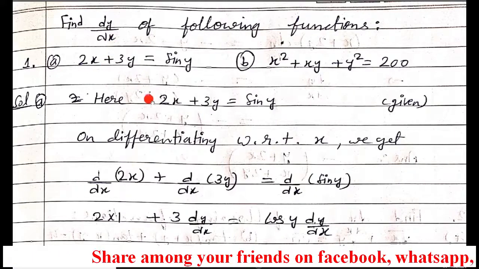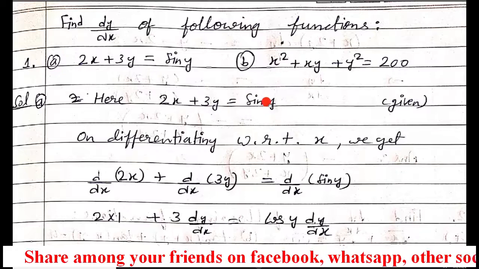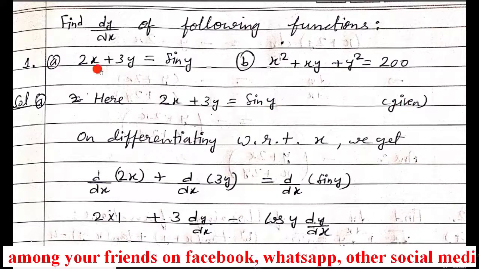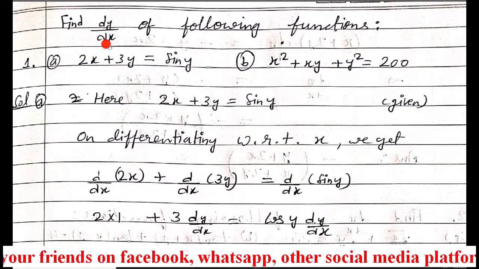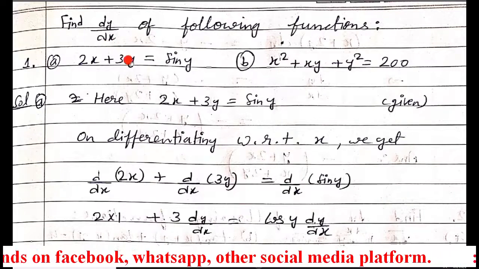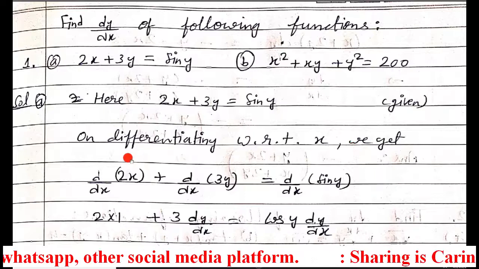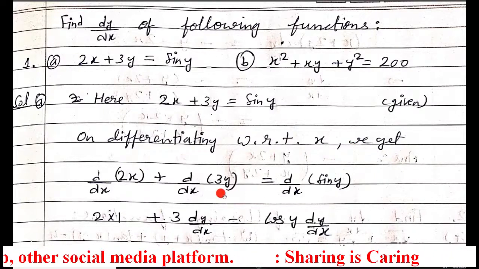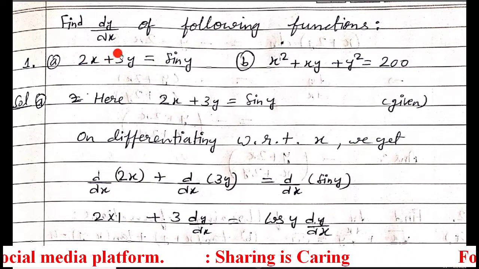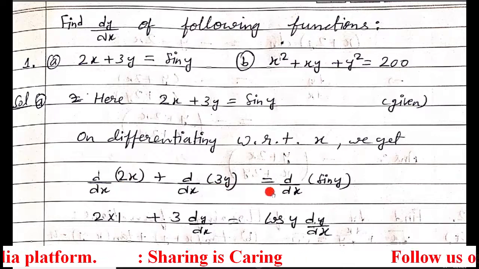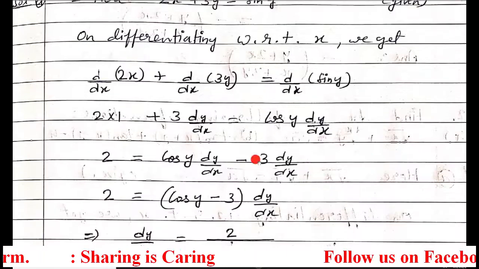So first we will write down the given equation here. So this equation is given to us. Now to find out dy over dx, because down below we have dx, we have to differentiate it with respect to x. So on differentiating with respect to x, the derivative symbol will come with all three terms. So we got this line. Now we'll start to differentiate here.